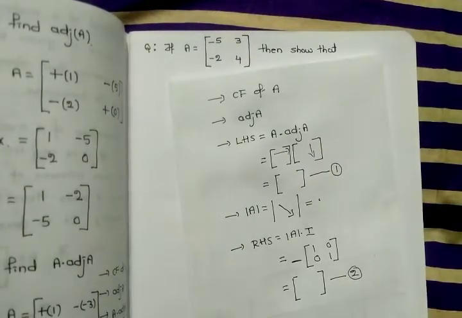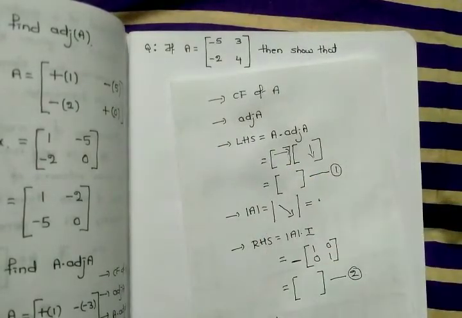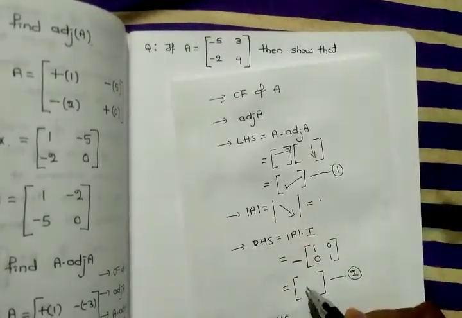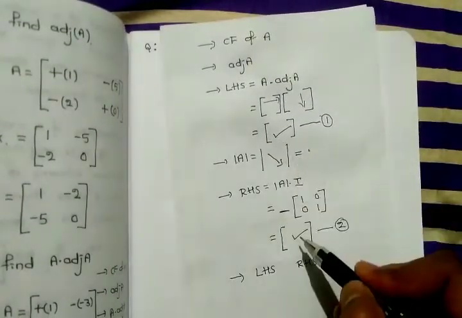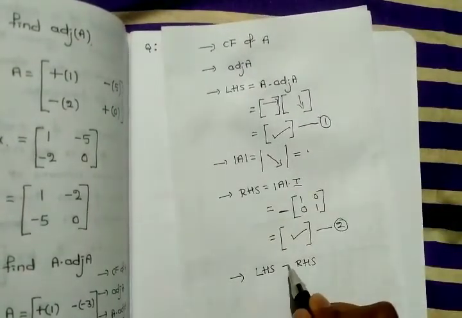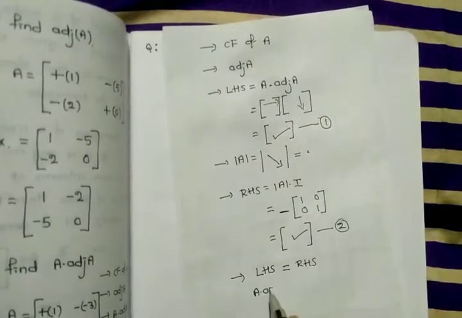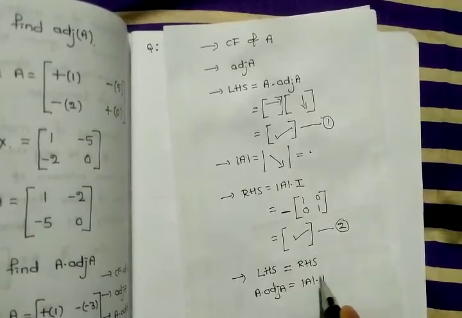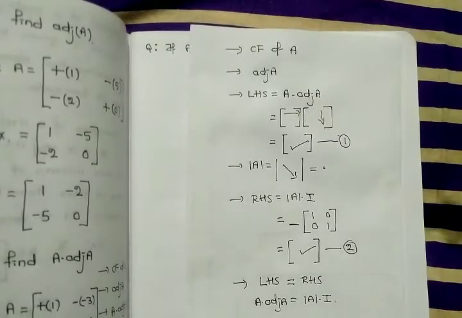So later on, what to check? This 1, which means the left hand side value, you need to compare with the right hand side value. If these two answers are the same, then only the left hand side is equal to the right hand side, that is A into adjoint of A is equal to determinant of A into I. So these are the steps you need to follow.